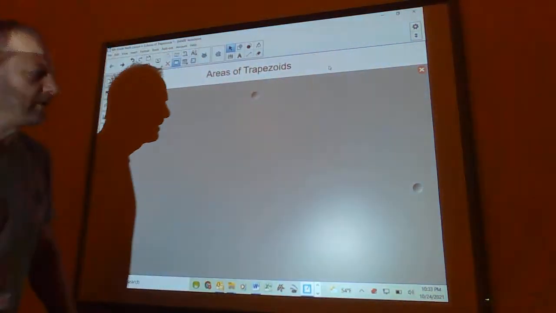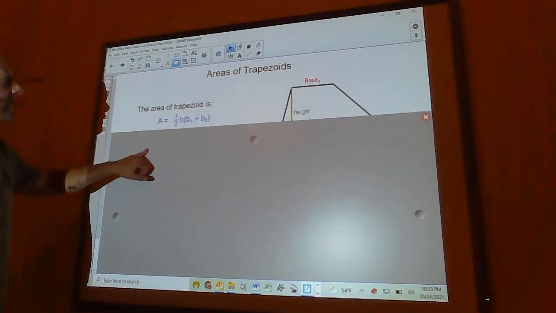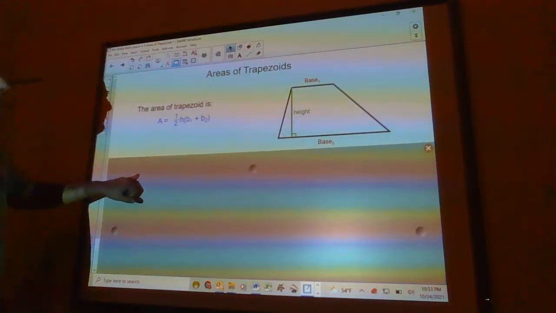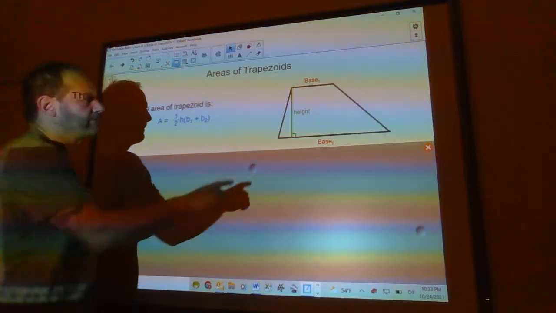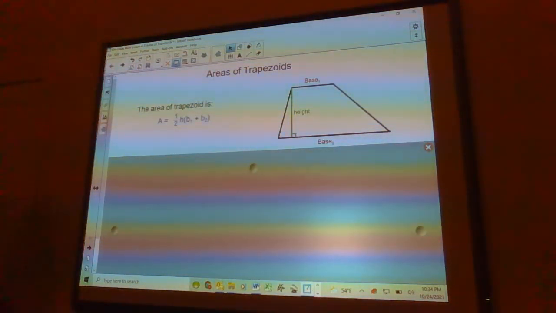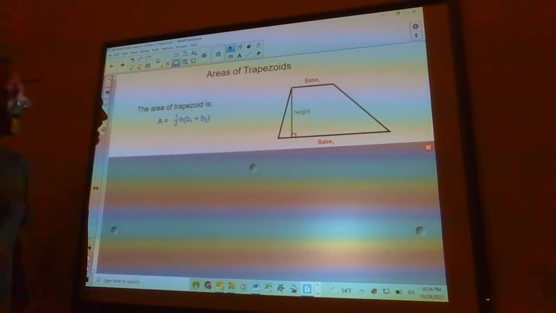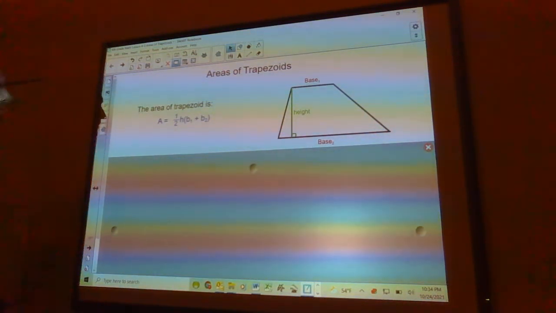Hello everybody, today we are going to talk about areas of trapezoids. Okay, so here's a trapezoid. Remember, a trapezoid is a four-sided figure that's got one set of parallel sides. The area of a trapezoid is, here's the formula, 1/2 the height times base 1 plus base 2.